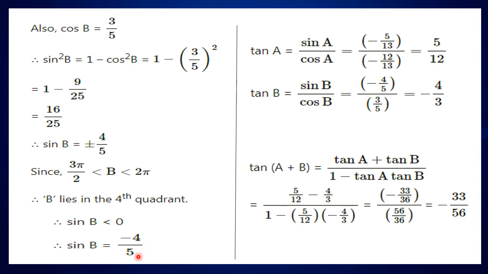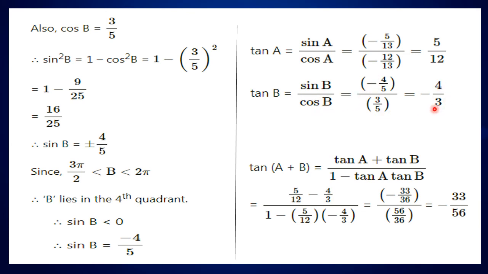From the values of sin A, cos A, sin B and cos B, we find tan A and tan B. Tan A is sin A upon cos A, and the values are substituted to get 5 upon 12. And tan B is equal to sin B upon cos B, and after simplification we get minus 4 upon 3.